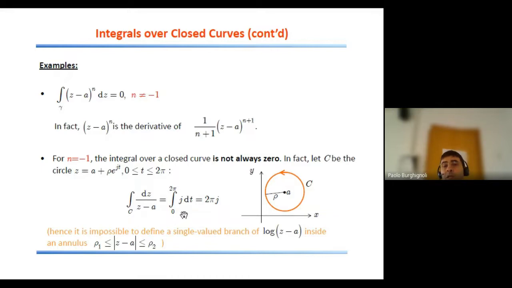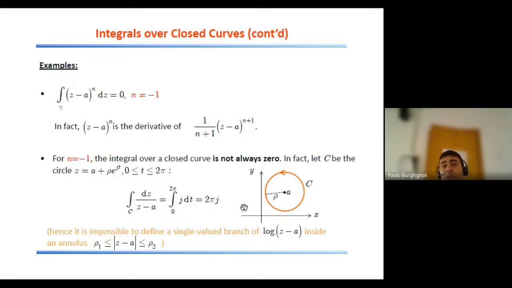So you need to integrate j with respect to t, where the parameter t goes from 0 to 2 pi. Of course, this is an elementary integral that is equal to 2 pi, so what you get is the quantity 2 pi times j, which is different from 0.